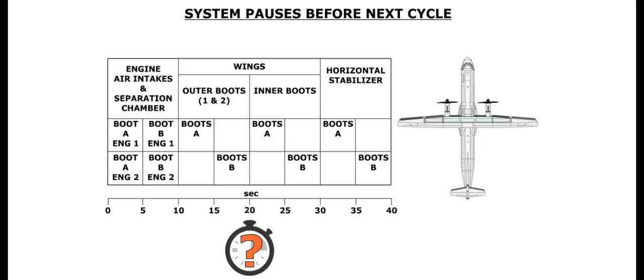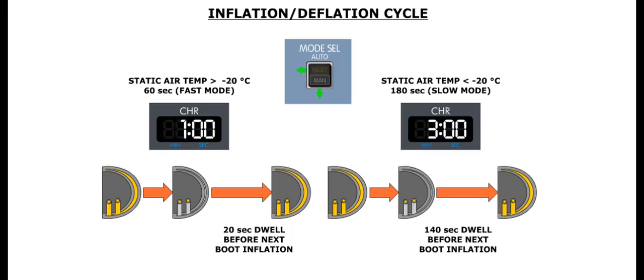After the last set of boots have inflated and deflated on the horizontal stabilizer, the system will pause for a certain period of time before repeating the cycle. When the Mode Select Auto push button is in the auto position, the boots will be inflated and deflated in a 60 or 180-second cycle, depending on the temperature.